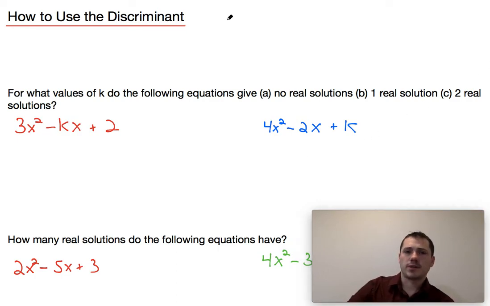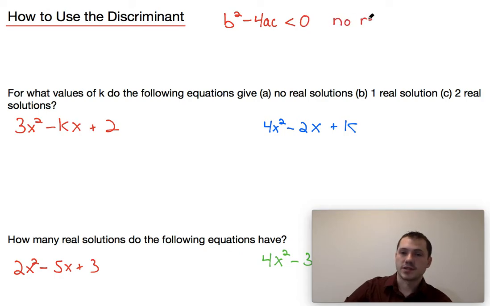What we have to remember is if b squared minus 4ac, which is the discriminant, is less than 0, you're going to have no real solutions. If it's equal to 0, you're going to have one real solution. And if it's greater than 0, you're going to have two real solutions.